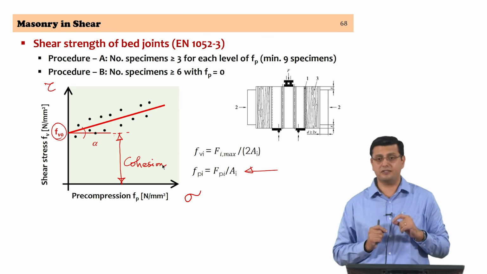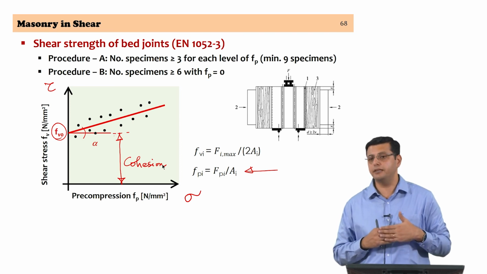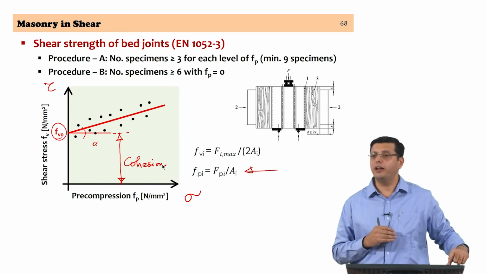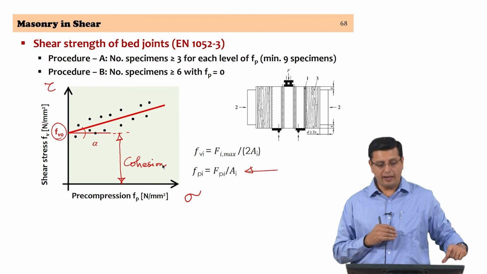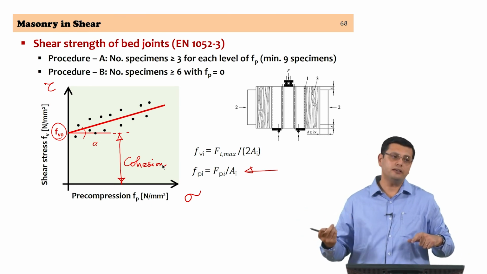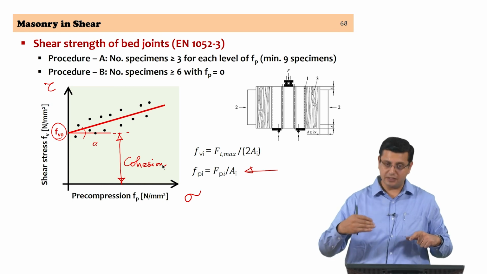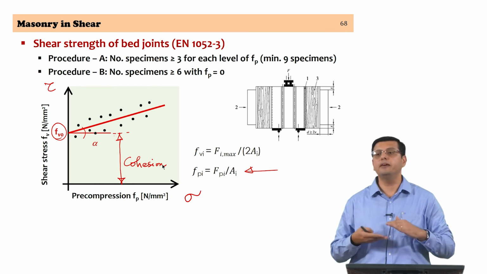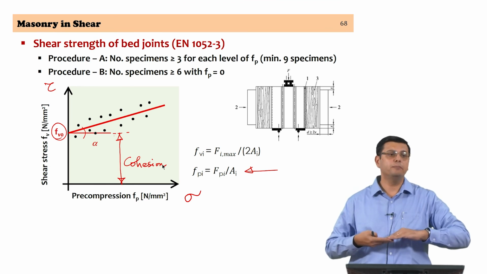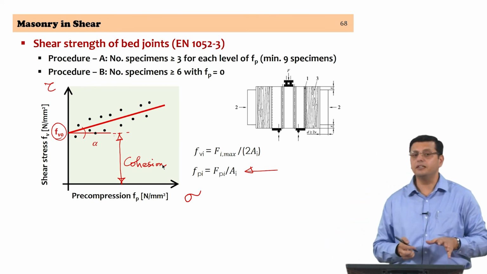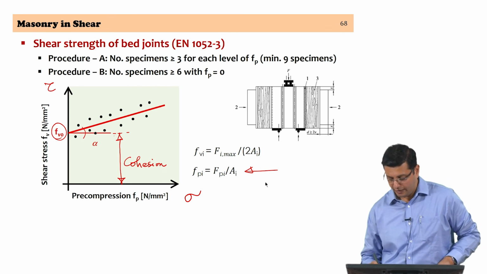If the bond strength is poor, if the bond between the mortar and the unit is poor, you will have a very low value of cohesion. And then as precompression levels increase, because of the internal friction angle, which is again material dependent, you will have an additional component of resistance coming from precompression and frictional resistance.